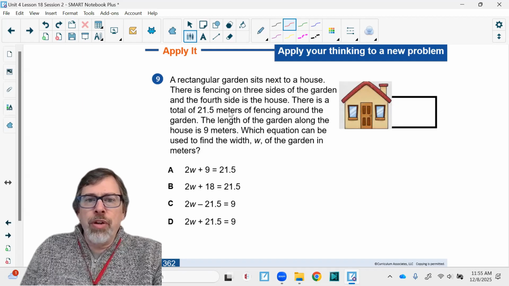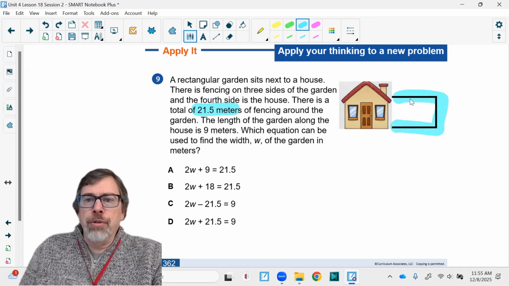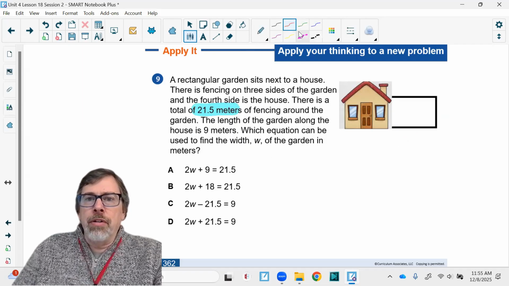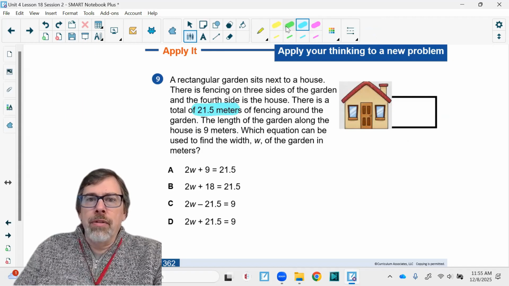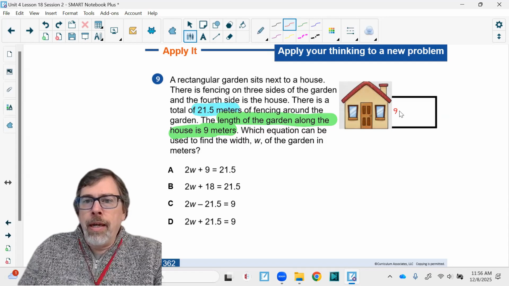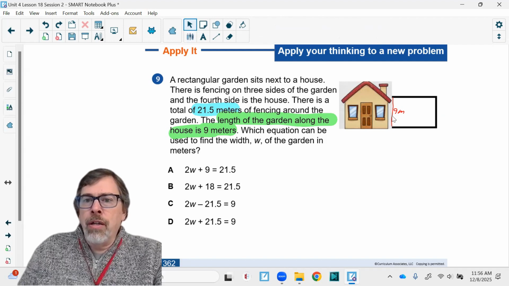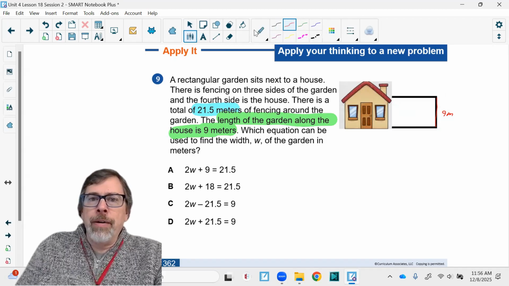There is a total of 21.5 meters. There's our first indicator of information. We have 21.5 meters of fencing, which goes from here to here to here to here. Okay, it's perimeter, but it's only 3 sides of that perimeter. The length of the garden along the house is 9 meters. Okay, there's our other piece of information that we need to highlight. So I'm going to put a 9M right there. That's from here to here. Well, this is a rectangle, so what I can do is move this over to here. It's the same length, isn't it? So that's 9 meters over there.